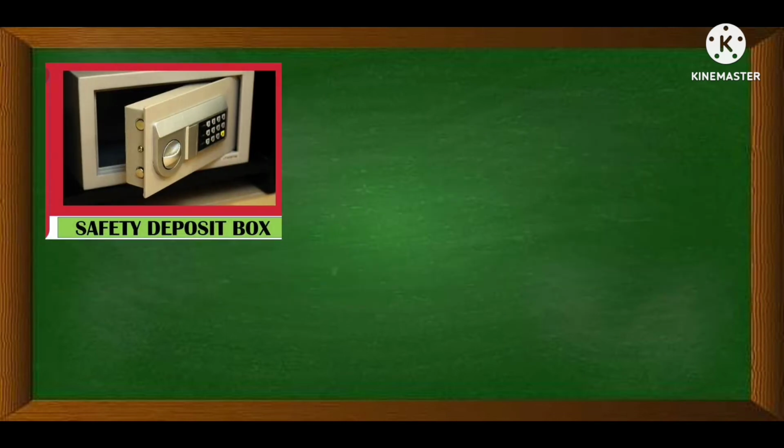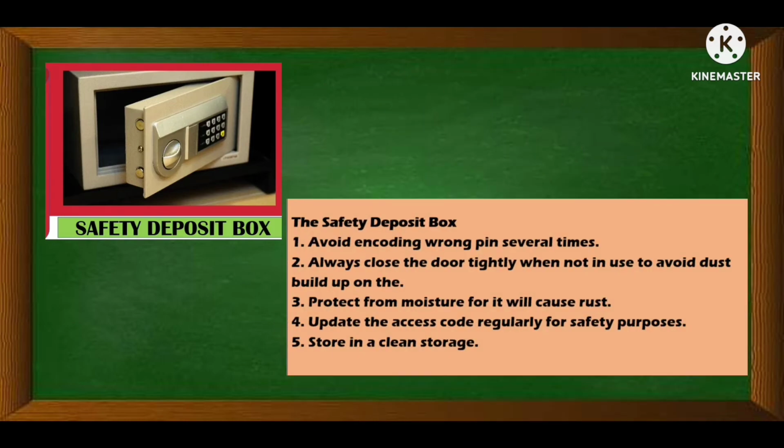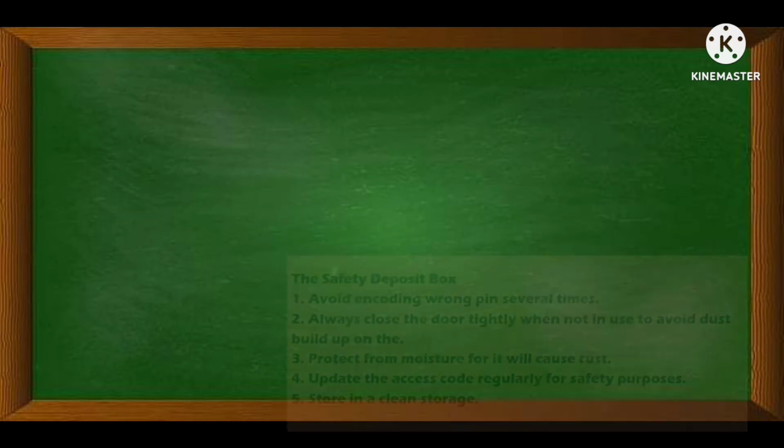Next is we have the safety deposit box. Avoid encoding wrong pin several times in order to avoid malfunctions. Always close the door tightly when not in use to avoid dust. Protect from moisture, for it will cause rust. And of course, update the access code regularly for safety purposes. And lastly, store in a clean storage.